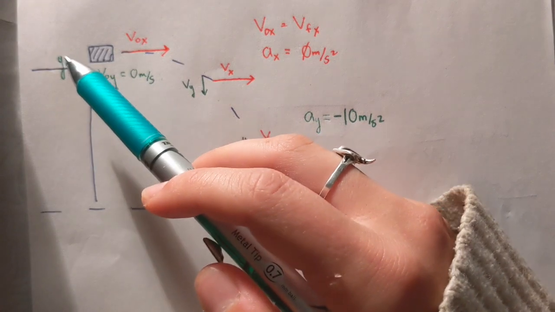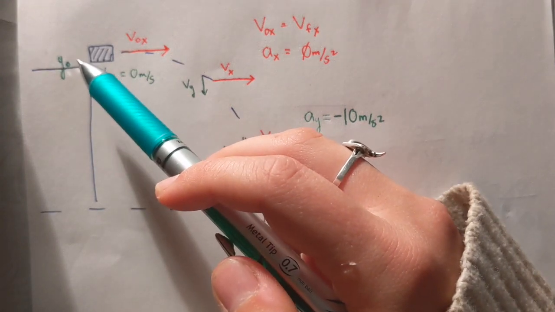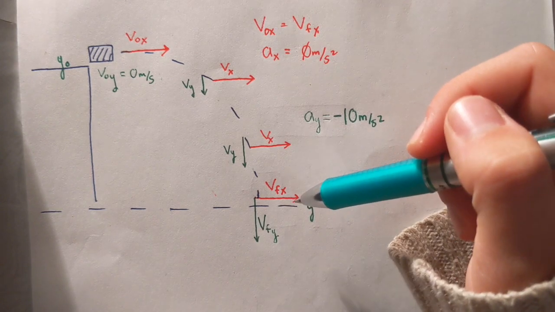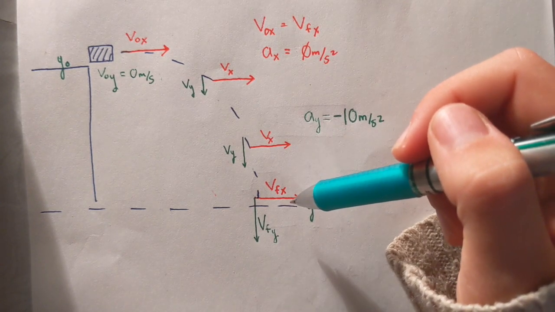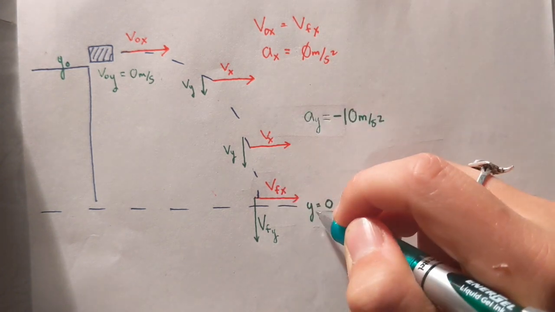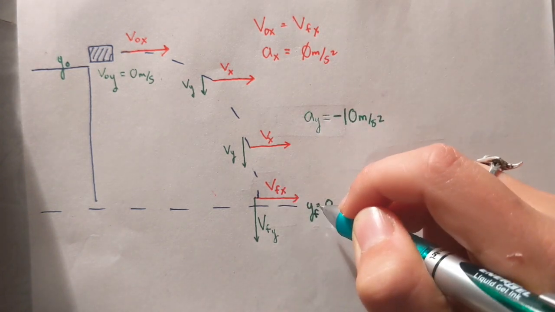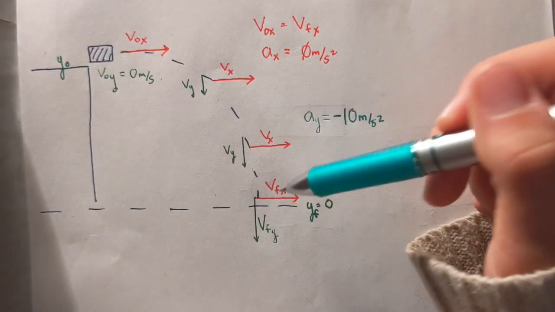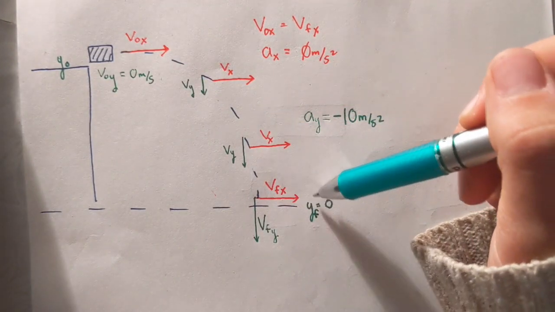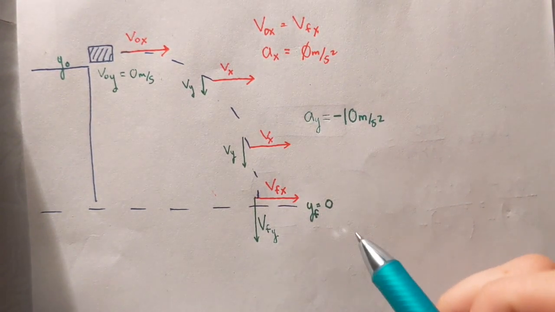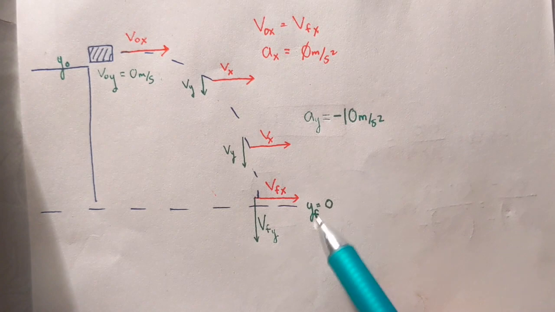So if the object starts with some starting height of y0 and it falls to the ground, what's its final vertical position? Well, its final vertical position is where it's on the ground, so its y final is actually 0 because we called the ground 0. The object ends up on the ground, so its final vertical position is equal to 0. Again, super convenient to call the ground 0. Do this for your problems.